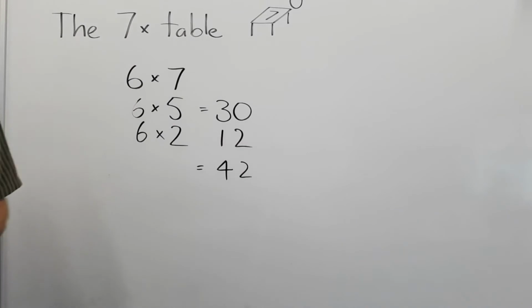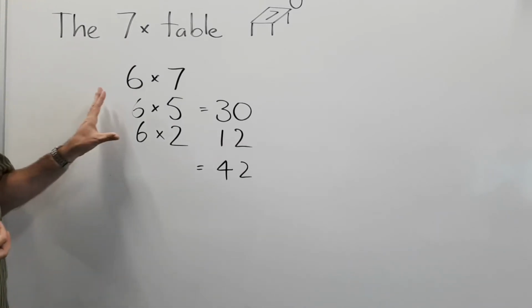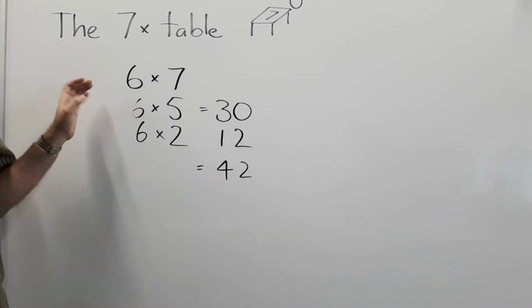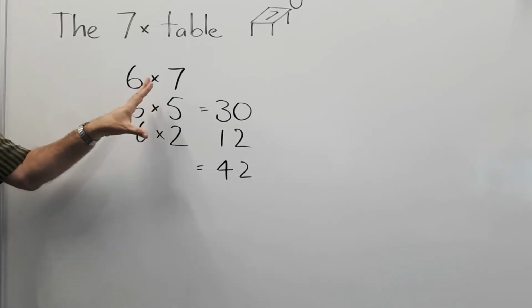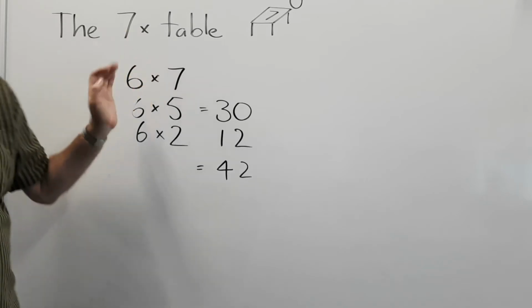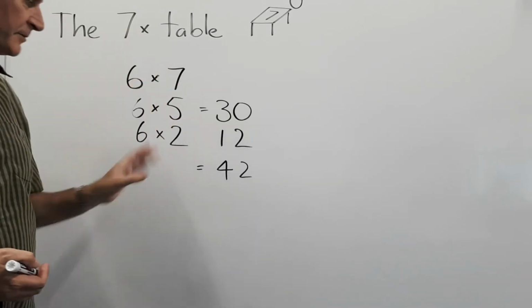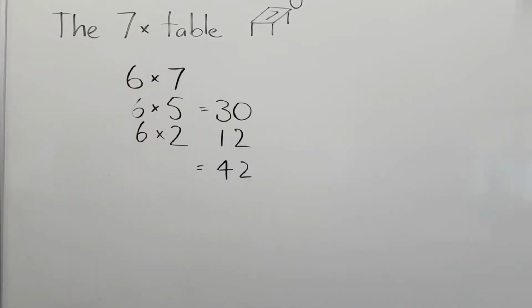Now, this is a strategy that you can use even with other ones that you're a bit more unfamiliar with. By splitting it into 5s and 2s, you can work out even trickier ones. Let's have a try with that. So jot that down in your book before we carry on, and we'll do another one.